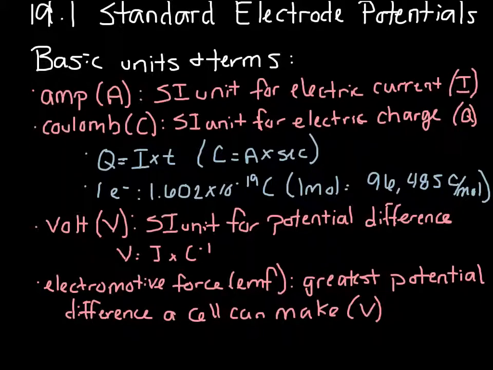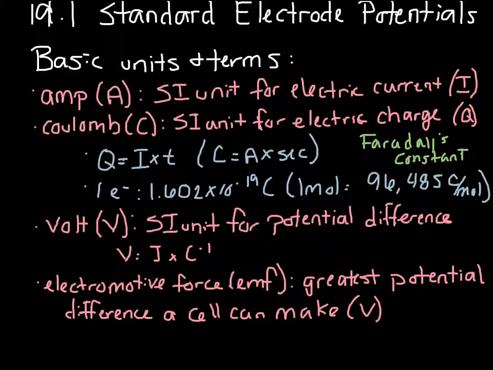One electron has a value of 1.602 times 10 to the negative 19 coulombs. 1 mole of electrons has 96,485 coulombs per mole. This is also known as Faraday's constant. Faraday is the scientist that was researching redox reactions and came up with a coulomb and, of course, the transfer of 1 mole of electrons and how much energy comes from that 1 mole of electrons.